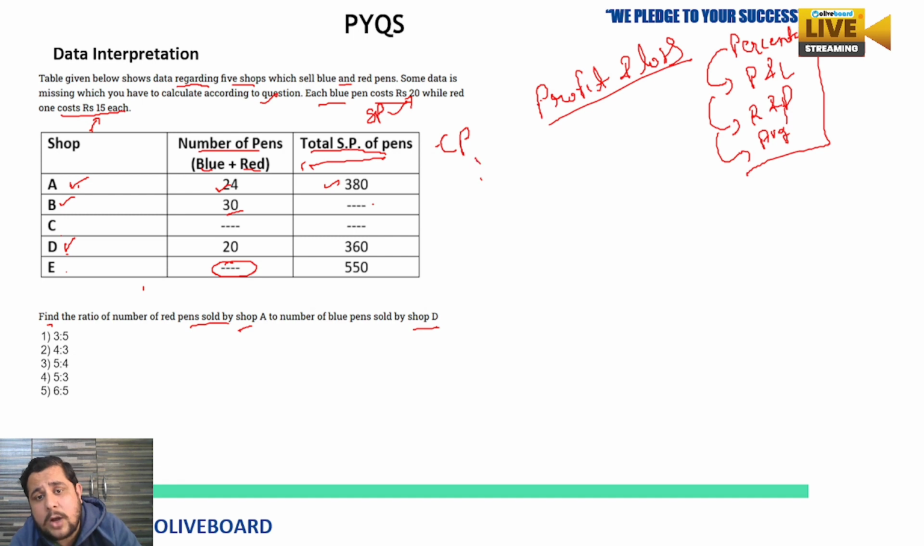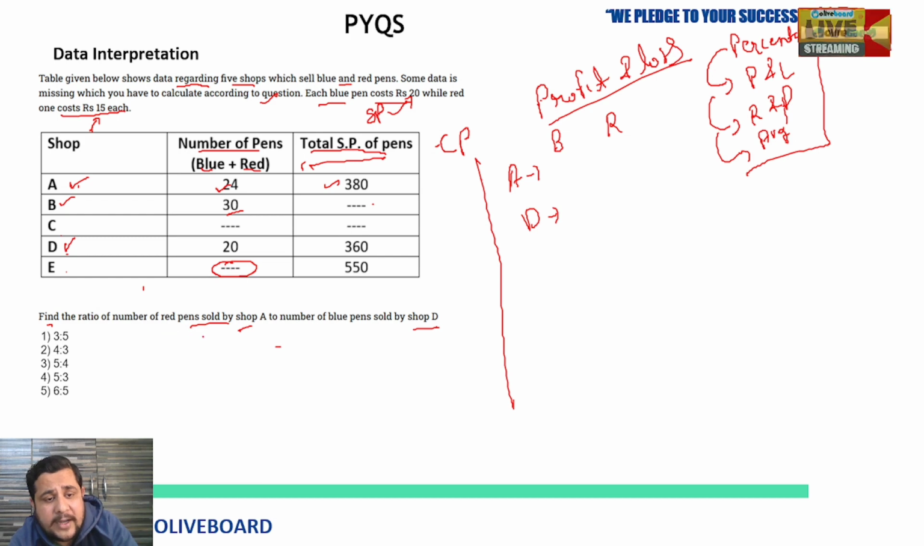Now, how will we calculate the number of blue pens and red pens for A, and also for D? Then only can you find the ratio of red pens from A and blue pens from D. For A, we have a total of 24 pens, which are sold at 380 rupees.